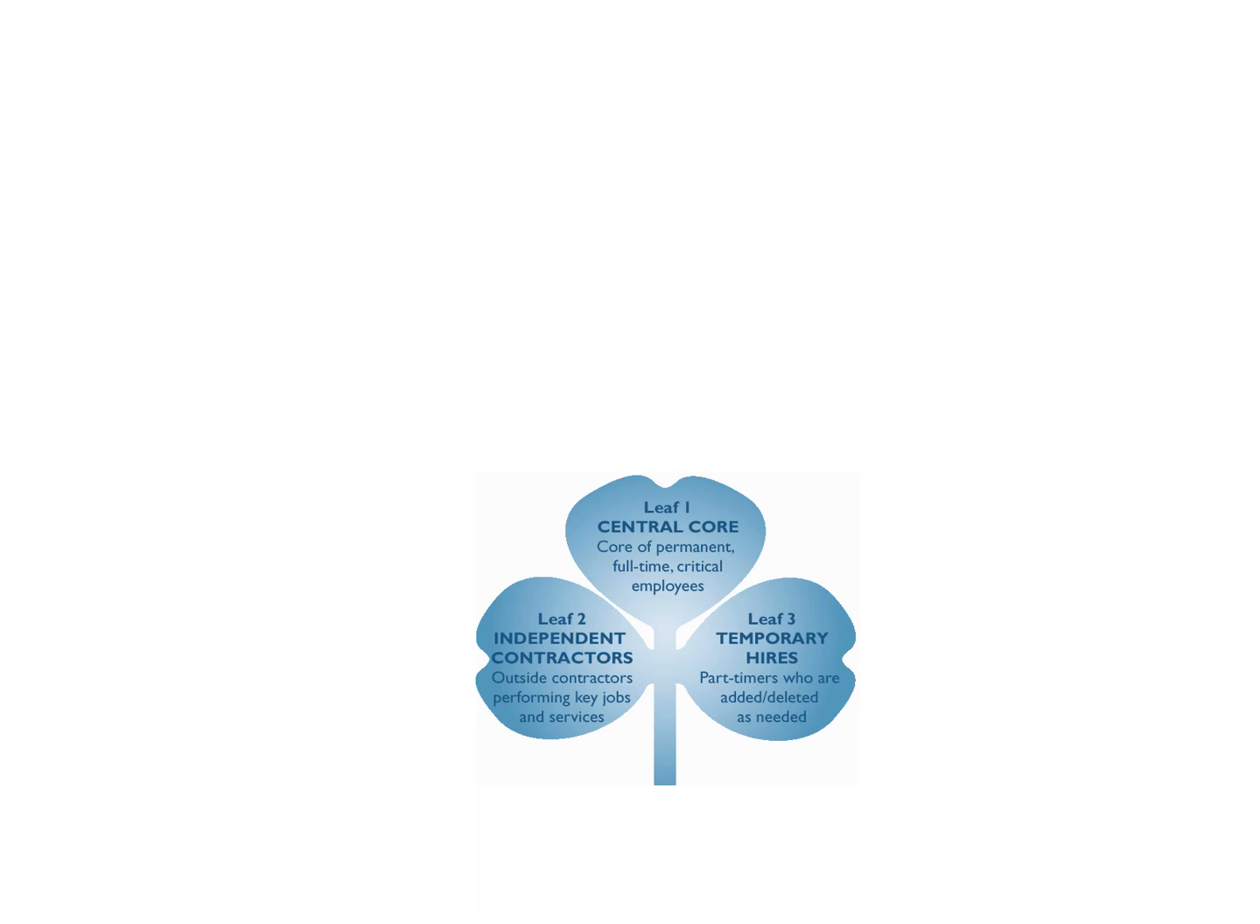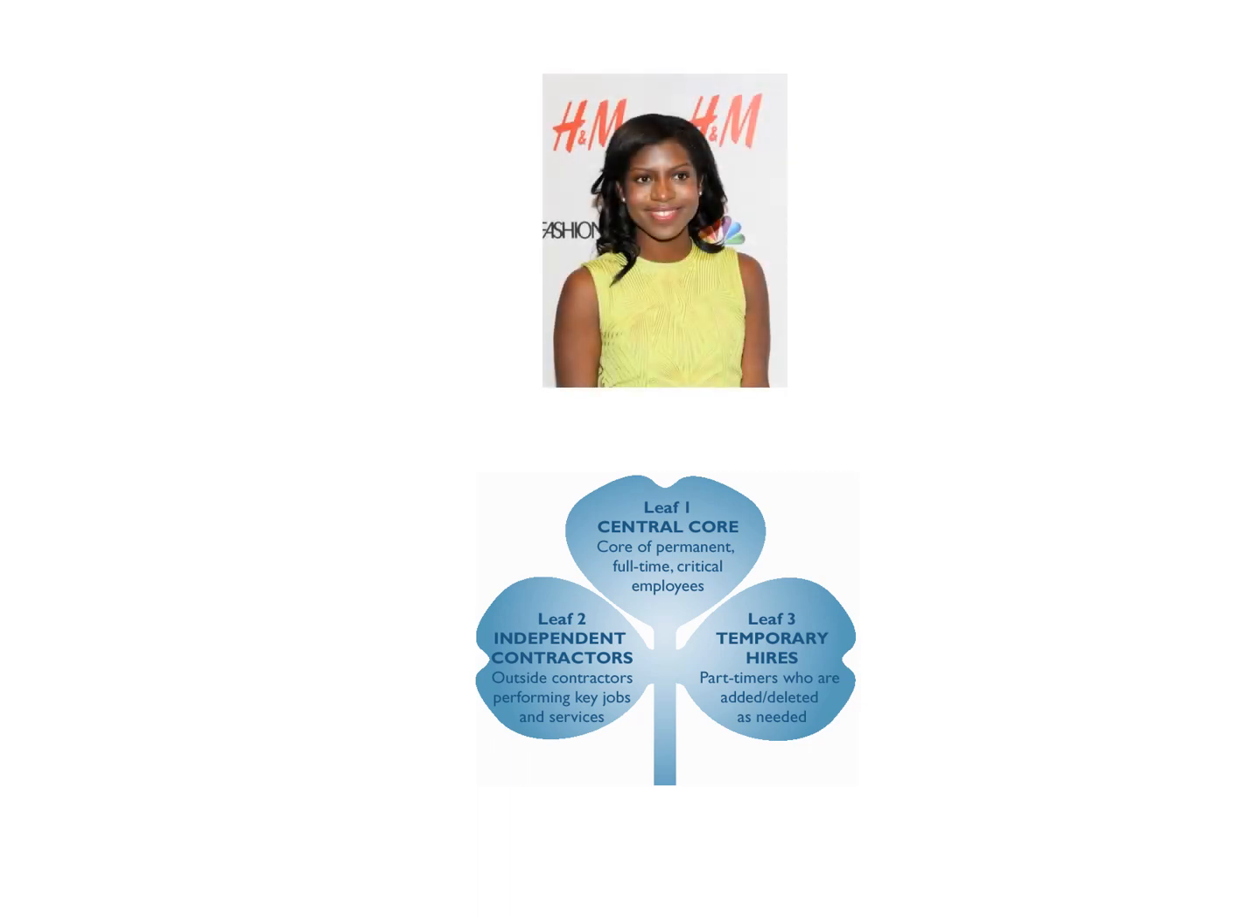So let's have a look at a practical example, and we're going to focus on the fashion label H&M. Now for H&M, they're going to have central core staff, and for them that might be someone like this. This is Nicole Christie, who is a fashion buyer for H&M. She decides what products they're going to sell that season. So that's a very important, critical role for H&M, and she'll be a full-time employee with a permanent contract and is highly skilled and experienced.